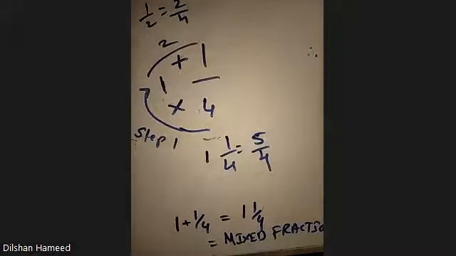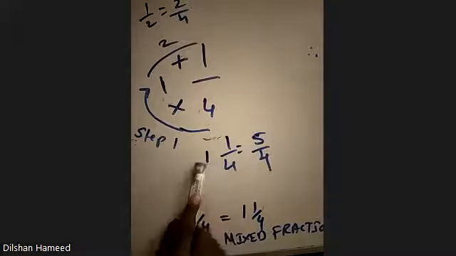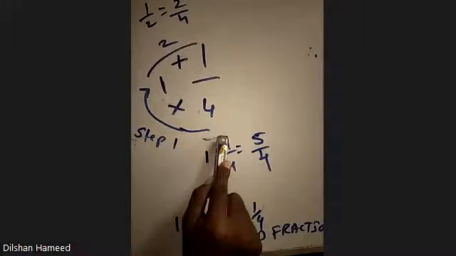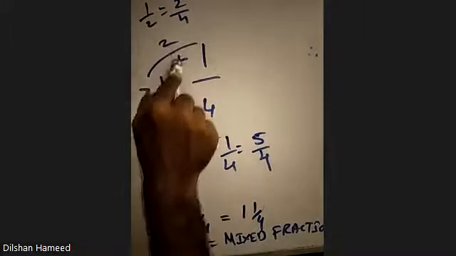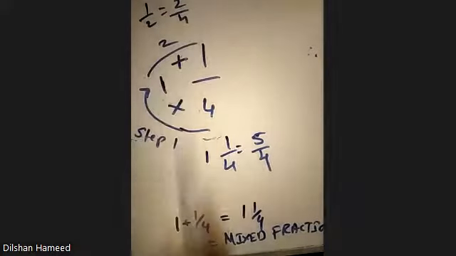So how do you change a mixed fraction to a fraction? You have the mixed fraction. You multiply the denominator with this number. So 4 ones are 4. 4 plus 1. Step 2 is what? Adding. 4 plus 1 is equal to 5. So that is 5 upon 4.